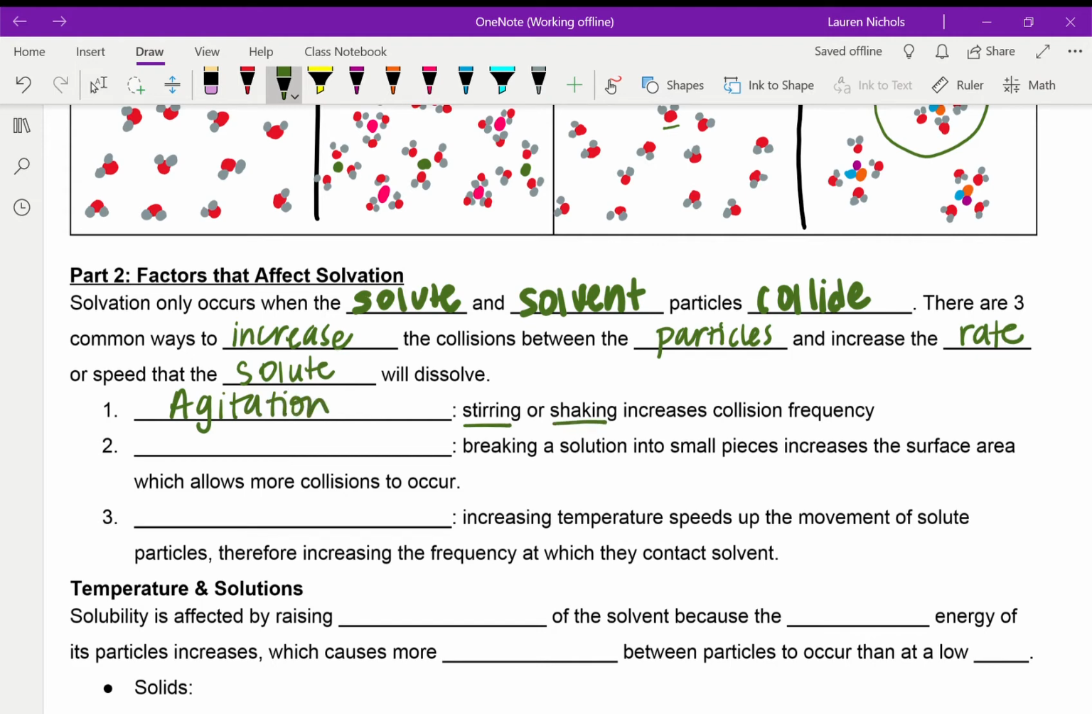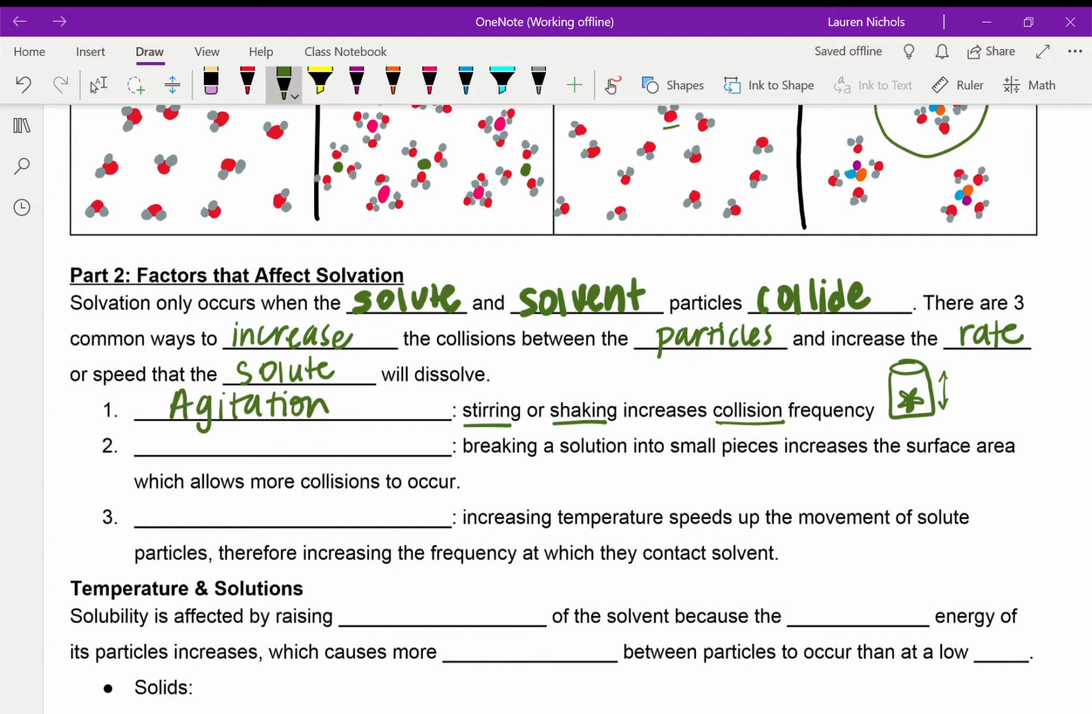So for example, if you've ever seen one of those water bottles that have like a little plastic ball with little edges on it, or maybe it's a metal looking whisk, that is used so that when you shake the bottle up and down, it blends in like a protein powder or something along those lines. And it's to increase the collisions between your solute and your solvent.